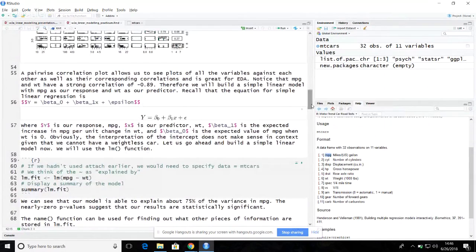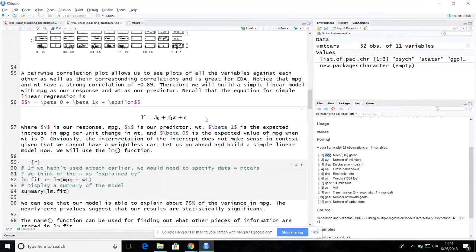Again, we just went over the theory, but just to relate it, this is the equation for a simple linear model: y equals beta naught plus beta 1 x plus epsilon. In this case, remember, we're choosing MPG as y and the weight WT as x. So beta 1, our slope, represents the expected change in the miles per gallon per unit change in the weight. Here, a unit means 1,000 pounds, as we see from the documentation.